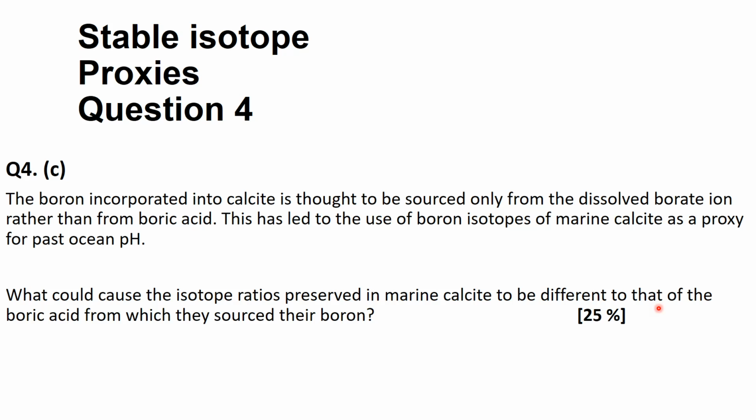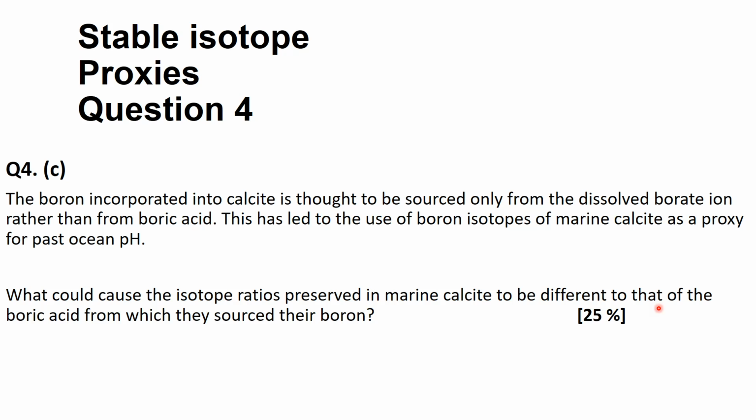So there we go. The next part of the question looks into not the dissolved boron in the ocean, but into how this stuff actually gets incorporated into calcium carbonate. So the question says that boron can be incorporated into calcite only from the dissolved borate ion rather than from boric acid. This has led to the use of boron isotopes in marine calcite as a proxy for past ocean pH.